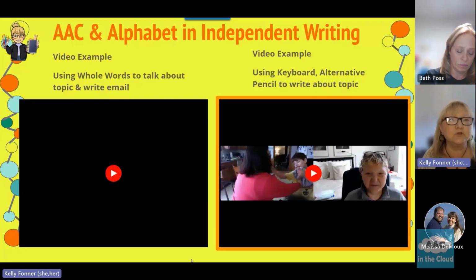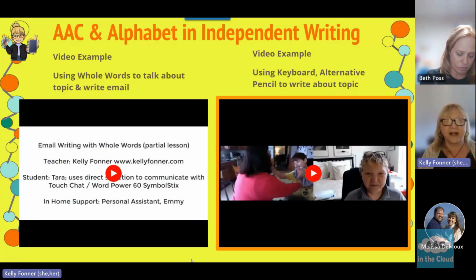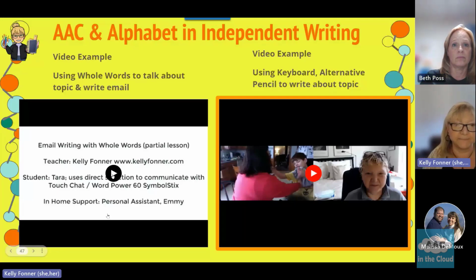So I just wanted to give you two examples of this in action. The first one here is from a young adult who's doing email, and we talk about cohesion with email, but she uses her whole words, and you'll see here that she uses TouchChat with WordPower. During activities like writing email, writing poems, and writing her biography, she's using her whole words to write.